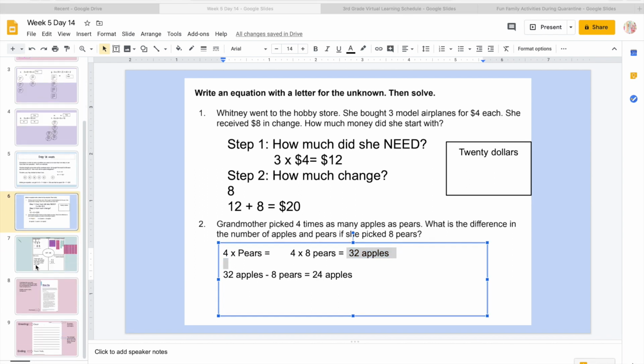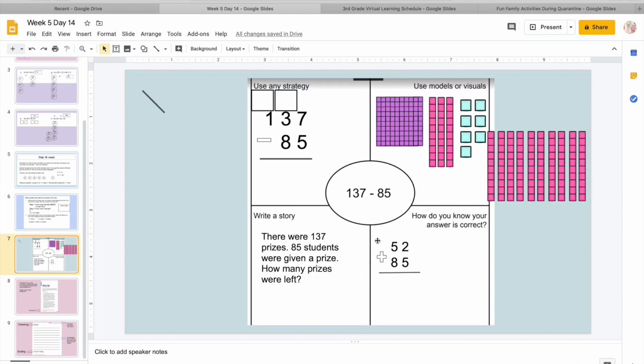Now we're going to move on to our math fluency for the day. So we are going to subtract multi-digit numbers. So we have 137 minus 85, and for any strategy, we're just going to use the standard algorithm. So just like we do in class, we're going to go place value by place value, and we're going to start in the ones place with the smallest.